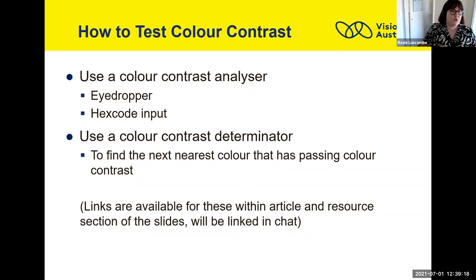There's also a tool called a color contrast determinator, which can be really helpful if you've tested your content with a color contrast analyzer and you found out that maybe it's 4.3 to 1 and it's not quite meeting that 4.5. A color contrast determinator helps you find the next nearest color that has a passing color contrast. So you can still keep that same theme that you're after, but meet color contrast.